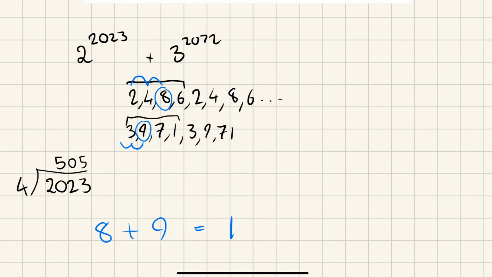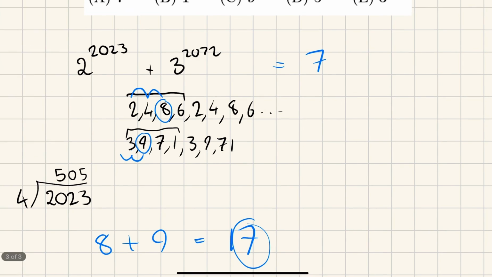You add these together, 17. We only care about the units digit. Therefore, the final digit of this would be 7, which is A.